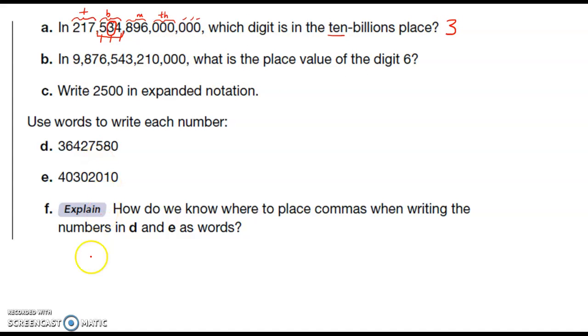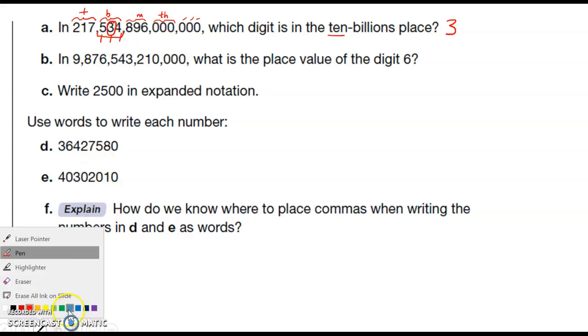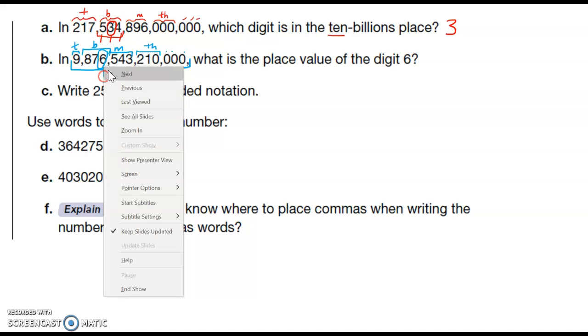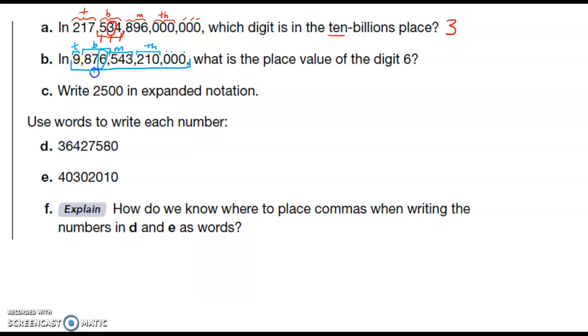Okay, let's do that again with this next number. We may not even need the chart. So this is our number. What is the place value of the digit 6? So where is 6? 6 is right here. So again, let's start over here at the beginning. Ones, tens, hundreds. This is our thousands. This is our millions. And this is our billions. This is trillion. So we know it's in the billions place. Oops. We have billion, 10 billions, 100 billions. And it is actually in the billions place.